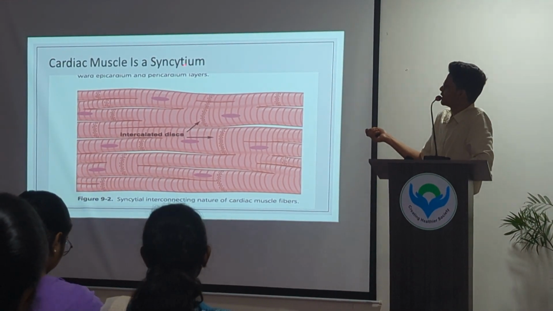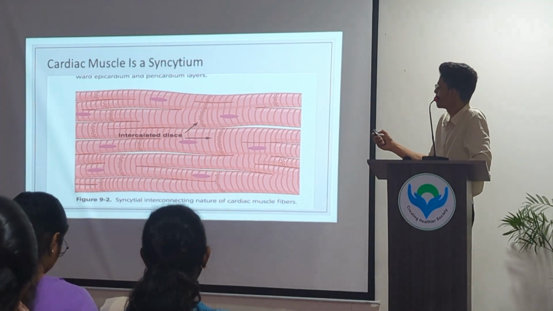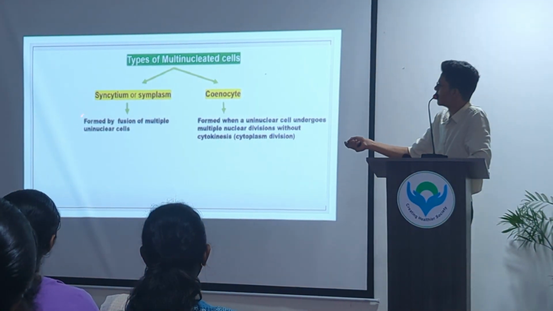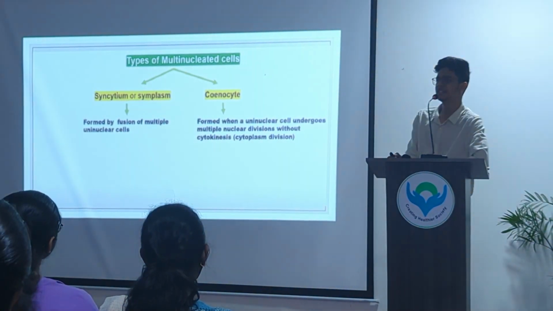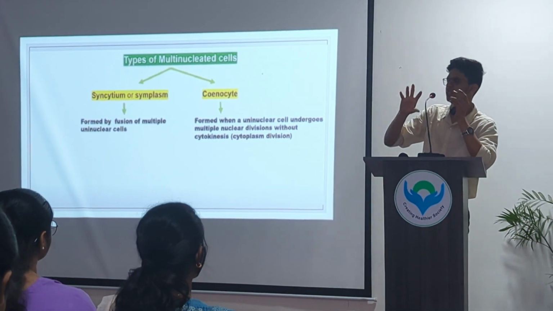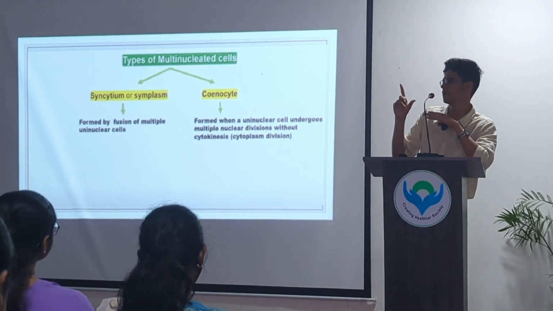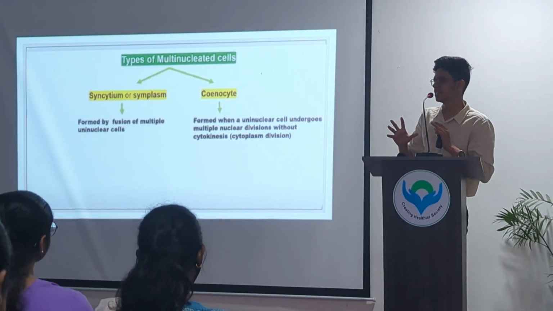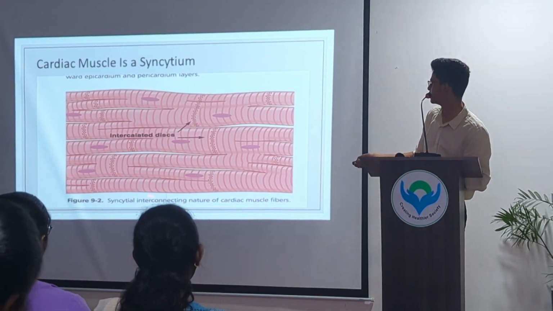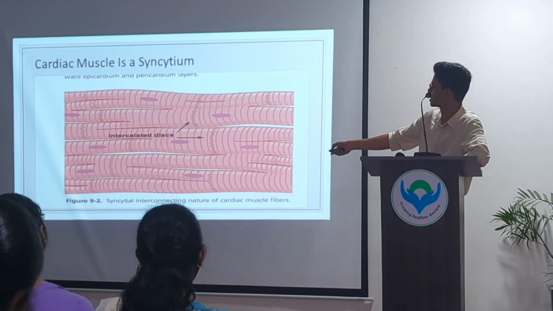Cardiac muscle is a syncytium. Why is cardiac muscle a syncytium? What is a syncytium? Coming back to the slide, a syncytium is formed by a fusion of multiple uninuclear cells. Imagine there are single cells, and all of these single cells come together and form one big cell with multiple nuclei. You can see the multiple nuclei here. So they are fused.